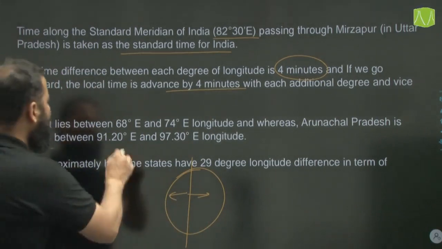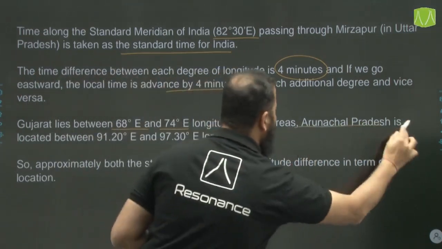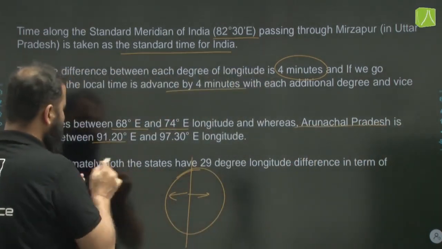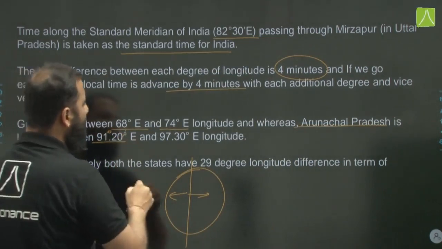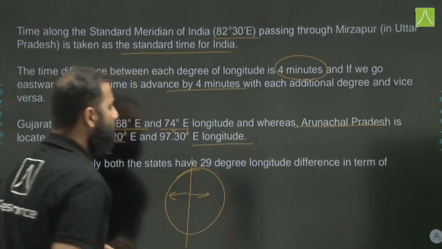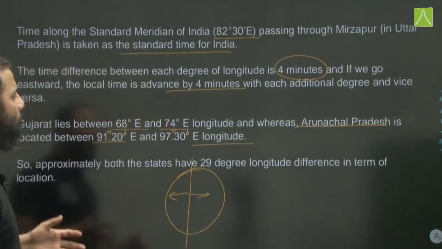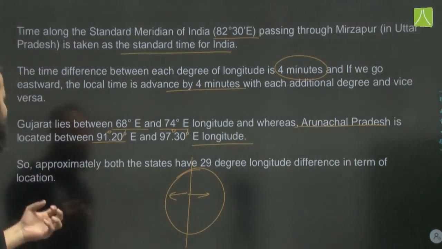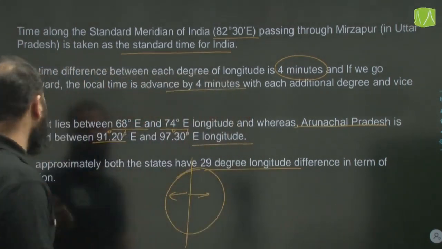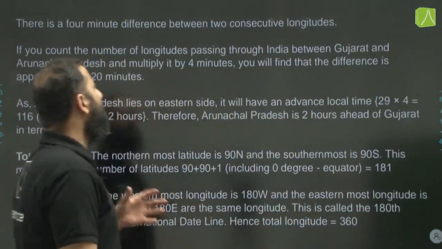Gujarat lies between 68 degree east and 74 degree east longitude, whereas Arunachal is located between 91 degree 20 minutes east and 97 degree 30 minutes east longitude. So, it is almost a difference of 30 degrees, or 29 degrees to be approximate; both states have a 29 degree longitude difference in terms of location. So, almost a 2 hours difference between them roughly.